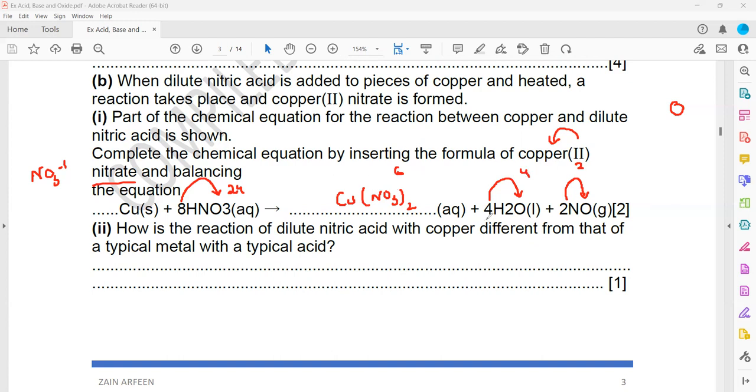The 6, I cannot change. The 4 and 2, which make 6, I cannot change. I can only change this number here. What number should I put to make it 24? The sum should be 24.